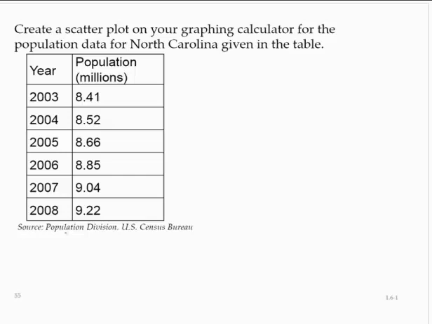Create a scatter plot on your graphing calculator for the population data for North Carolina given in the table. So here we have the year and the population in millions. I'm going to let x represent the years since 2000. So then our inputs would be 3, 4, 5, 6, 7, and 8. And we'll leave the population numbers alone.